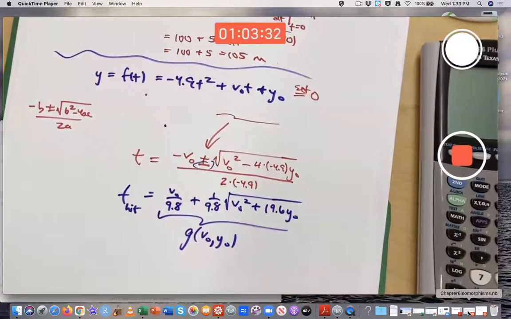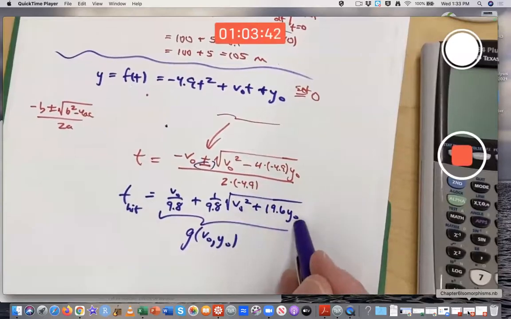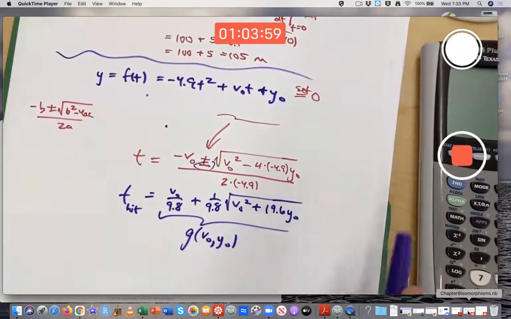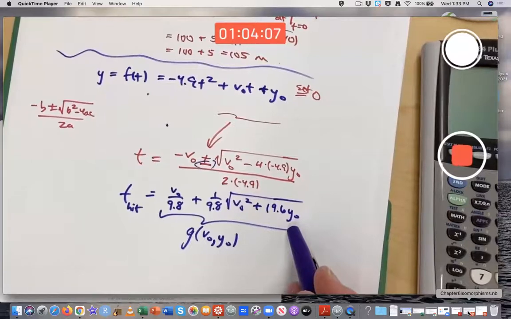This is a formula that's going to give me the time it hits the ground for an arbitrary initial velocity and arbitrary initial height. Although, this is only going to be valid if this thing under the square root is greater than or equal to 0, because if it were negative, we'd be getting an imaginary number there, which wouldn't make any real sense. So y0, yeah, you wouldn't want y0 to be negative if v0 was 0, for example.